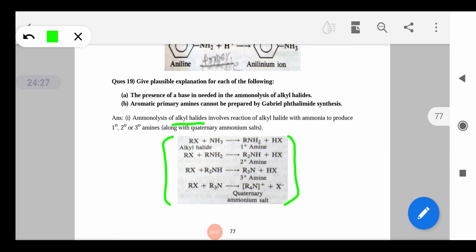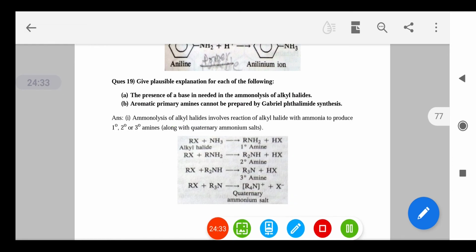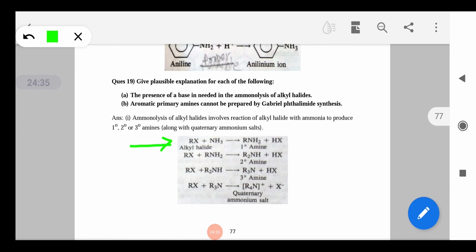In order to explain the answer, I have used the product of the first step. In the first step, amine and hydrogen halide are formed, and when that amine and hydrogen halide react together, it forms RNH3+ X-.